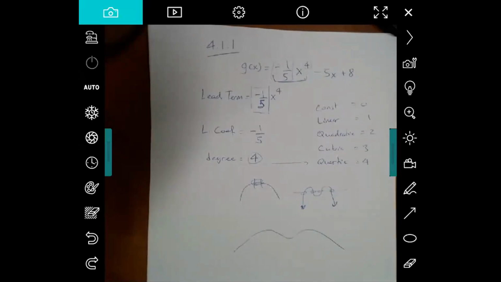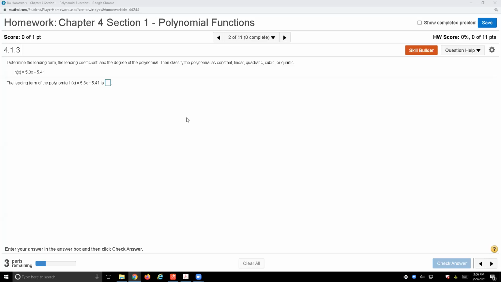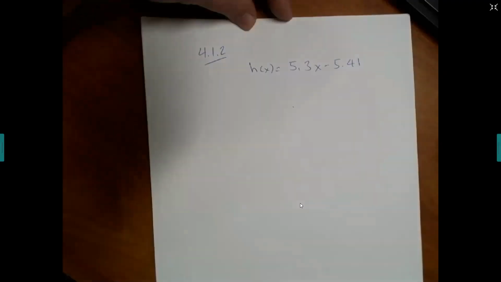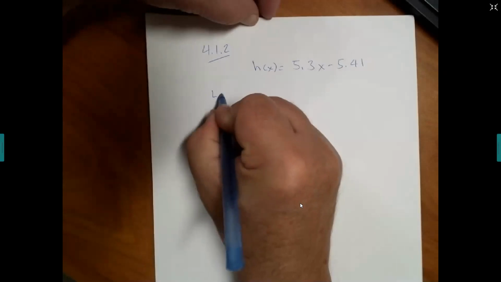Let me pull the next one up. All right, here's our next one. H of x is equal to 5.3x minus 5.41. It's going to ask us the same thing: leading term, leading coefficient, degree, and classify it. So what's our leading term?